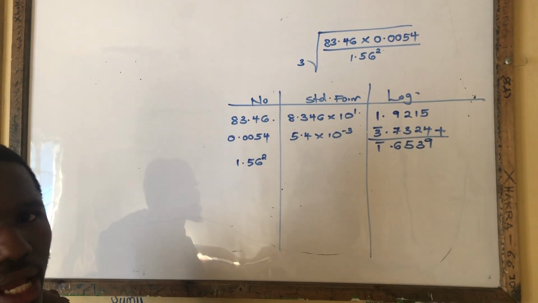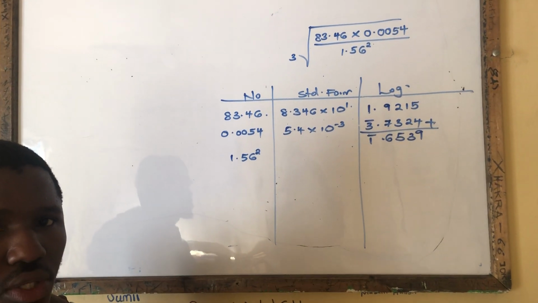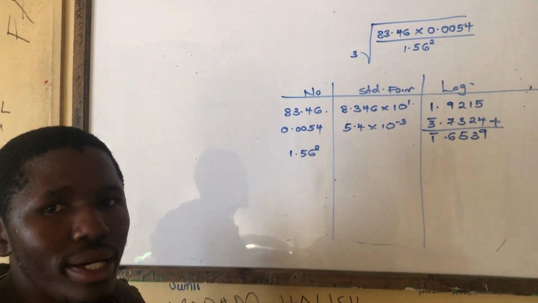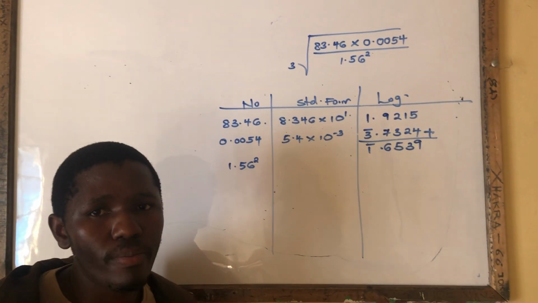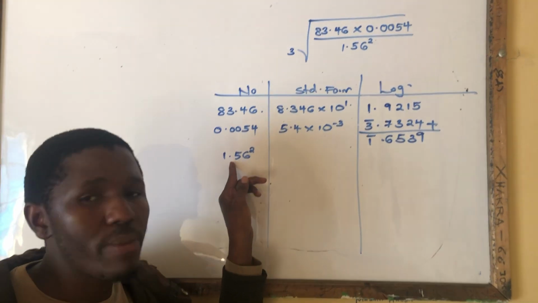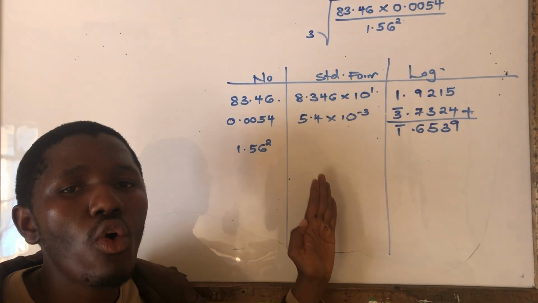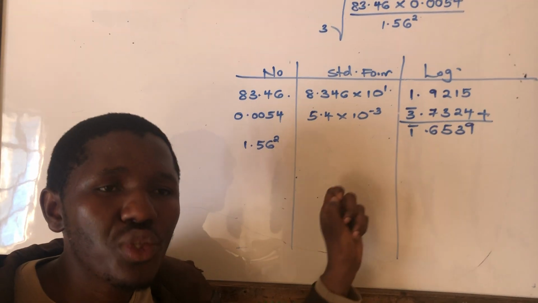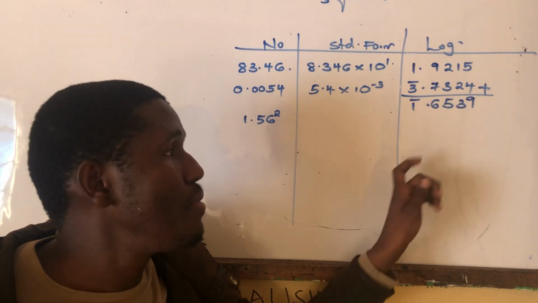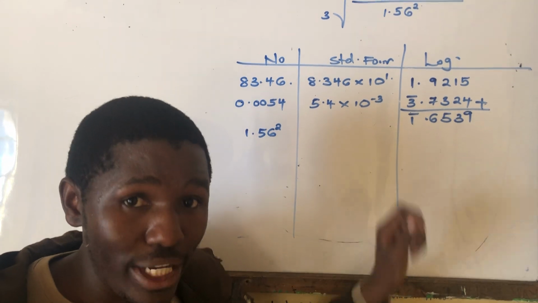Avoid squaring the number like some students do. Logs have special approaches to powers as well as roots. So just take the number 1.56, express it in standard form, obtain the log. The square will be taken care of by multiplying the log by 2.